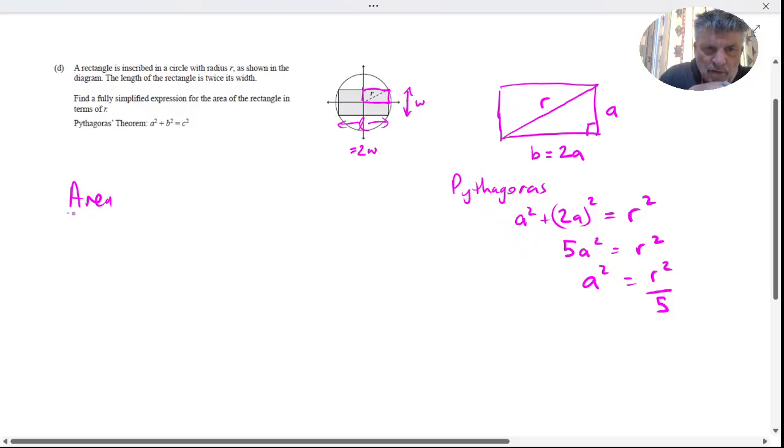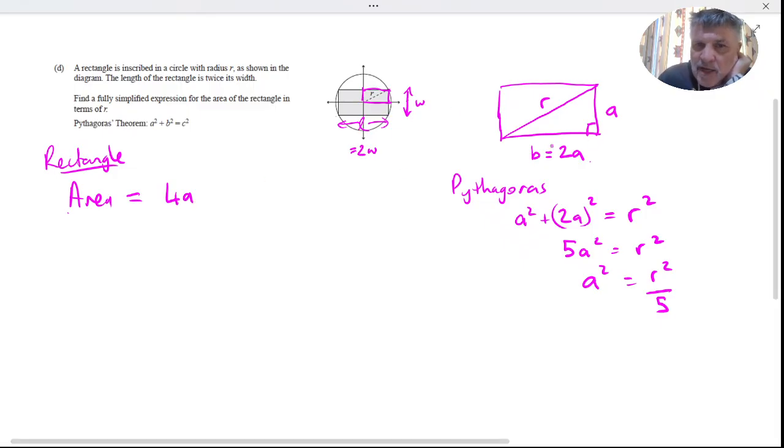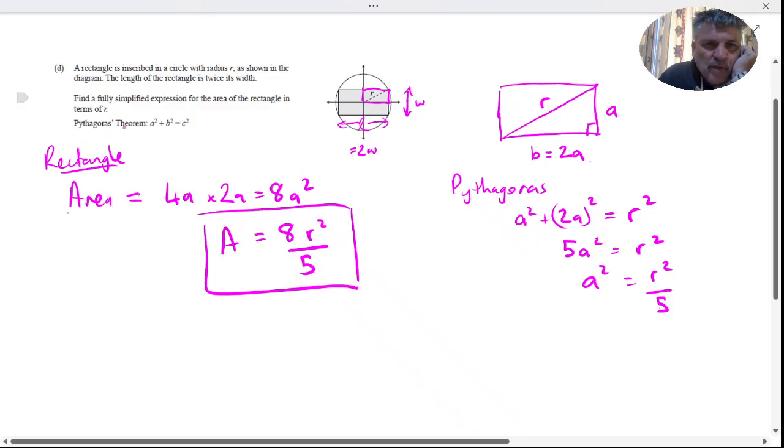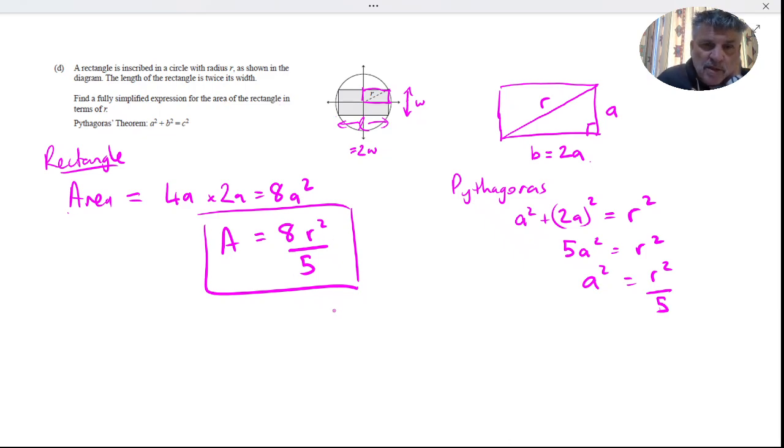If we want the area of the rectangle, well, our length is 2 lots of b, 2 lots of 2a, so it's 4a, multiplied by our width, which is 2 lots of a, is 8a squared, and we know what a squared is. So it's 8r squared over 5, and now we've got the area. So we're done.